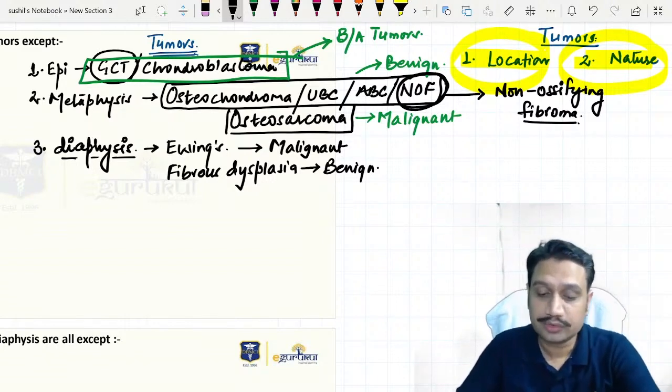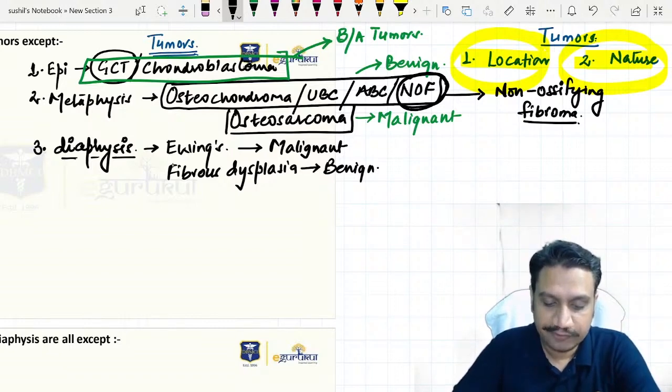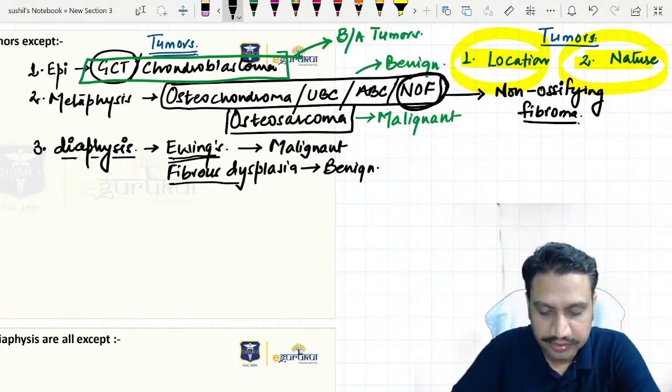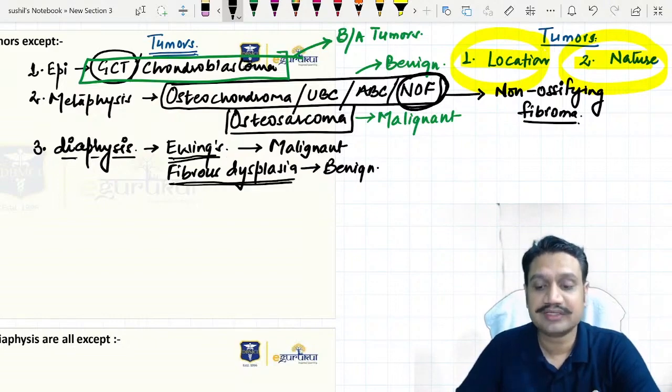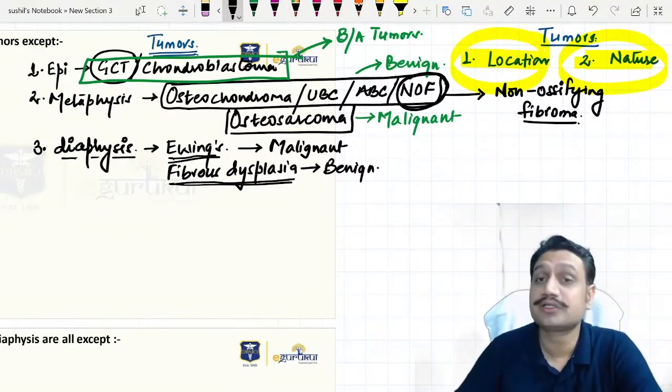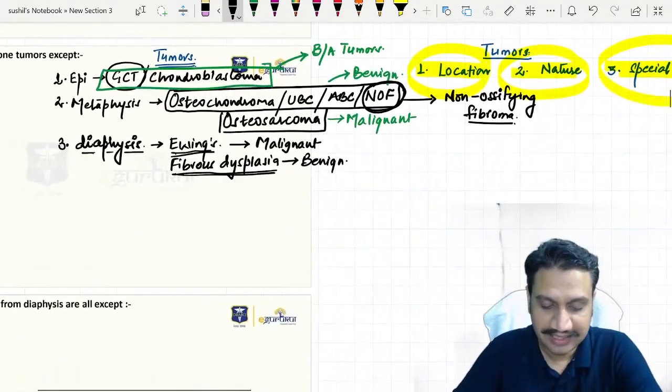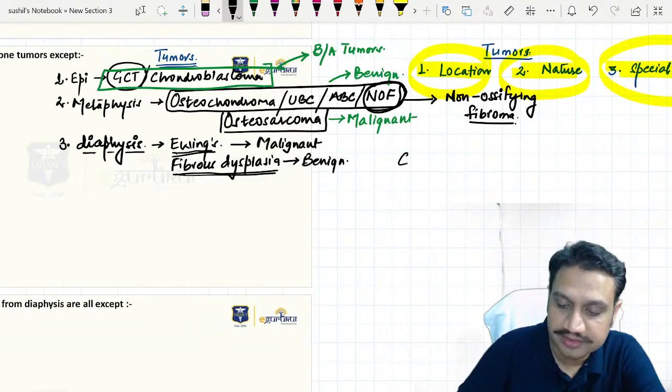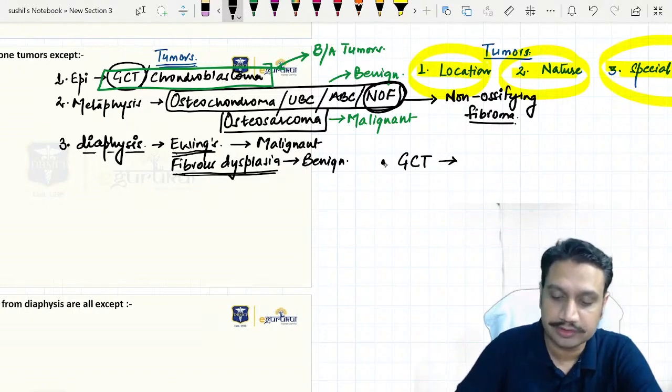Okay. What are those? Location and the nature. I have already told you two important things about the location and the nature. I hope we are clear with this. Let's talk about their special features also, one by one. I'll be putting the tumors, and I'll mention the special features. The third point also. GCT.